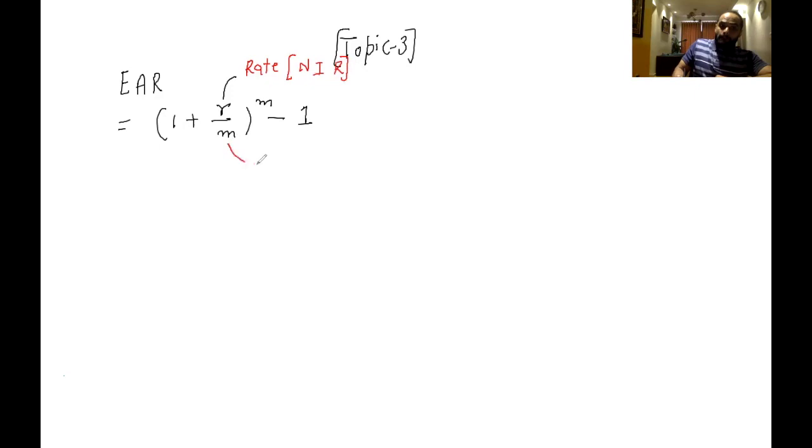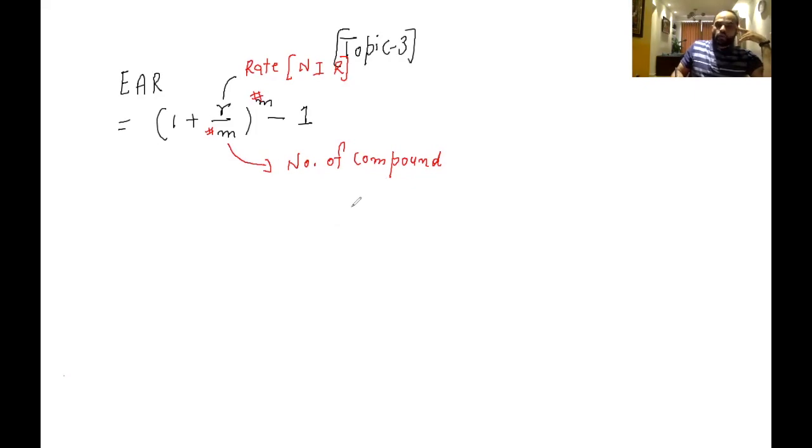Here, M is like T. You can call it T or you can call it M, all right? So what does M stand for? M basically indicates the number of compounds, all right? So this is M and this M, same, both are M, right? So this M indicates the number of compounds. Now, what does it mean, number of compounds?